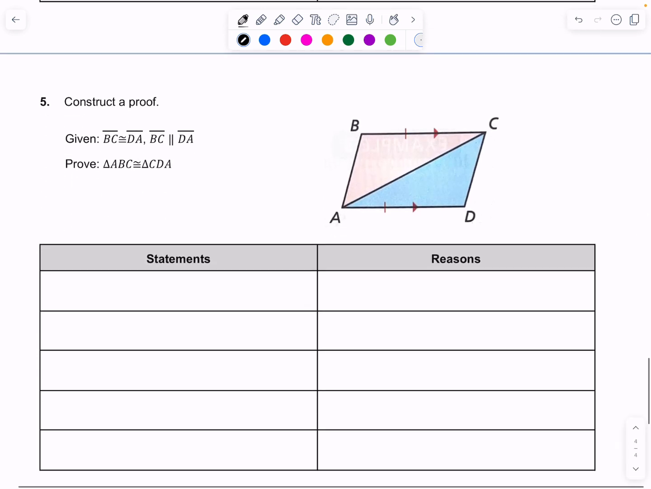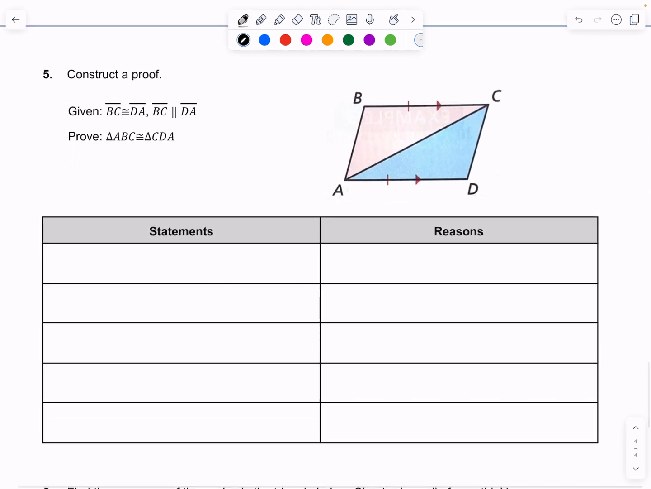Let's try 5. The reason I wanted to try 5 is because you'll notice that we don't have anything written in our proof. We have to do this from scratch. All right, so the nice thing is you've done enough of these proofs with our perpendicular and parallel lines that you know that we're going to start with the givens. So I see segment BC is congruent to segment DA. So that is a given.